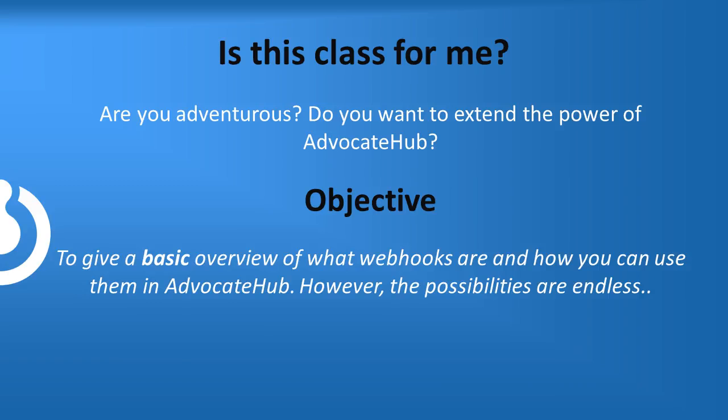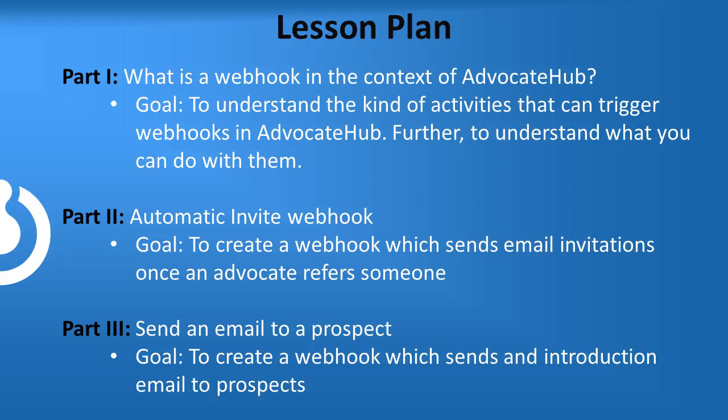So let's give a little bit of an overview of what we're going to talk about. This class will be split up into 3 parts. The first part will be just a little introduction, and parts 2 and 3 are completely practical. So I'm going to go through live creating a couple of different webhooks. The first one is going to be making a webhook which will send an invitation automatically when someone refers their friend or colleague to your AdvocateHub. And part 3 will be to send an automatic email to a prospect after they are referred to your company by an advocate. But we'll talk more about that later.